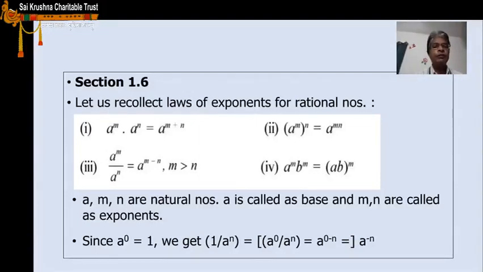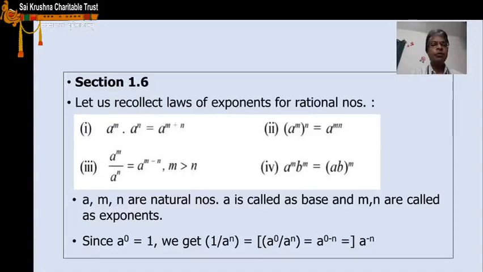Like the third identity, a power m by a power n is a power m minus n, where m is greater than n. And the fourth one is a power m, b power m. Here you see the power is the same, the base is different. In that case, you retain the power as a single one and multiply the bases, ab power m. Here you can note a, m, n are natural numbers, a is called the base, and m and n are called exponents or power.